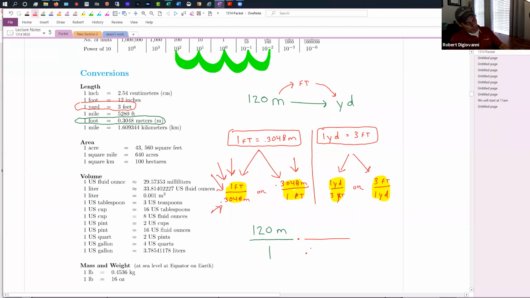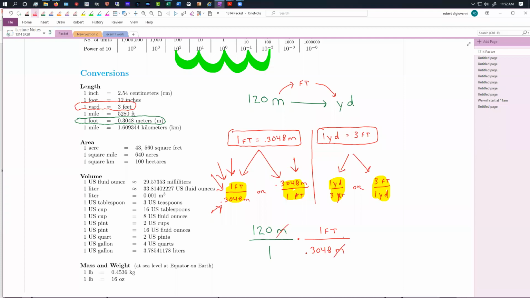So 0.3048 meters here and 1 foot here. And that way the meters, again, will cancel. And that's what I want. I want the meters to go away. I don't want this thing in meters. I want it in yards. So you want them to be opposite of each other. If 120 meters was at the bottom, you would put it on the other side at the top, so it could cancel out and be opposite of each other.